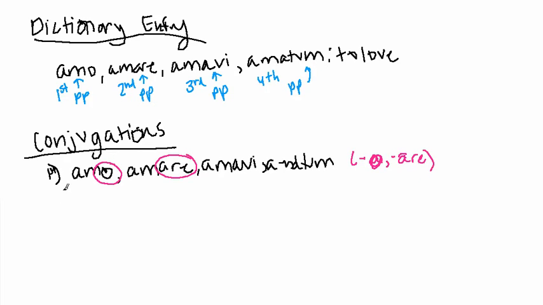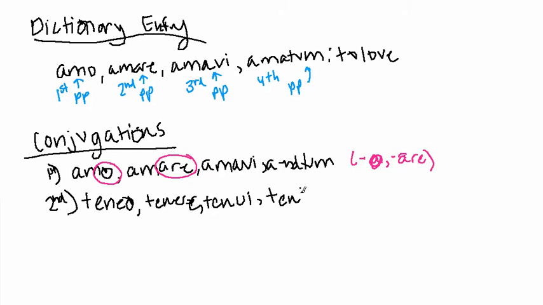Okay, so now for second conjugation, I'll give you the verb teneo, tenere, tenui, tentum. And, like I said, last 1 or 2 letters, in this case it's actually the last 2 letters of the first principal part and the last 3. So it will be eo, ere, for the second conjugation word.